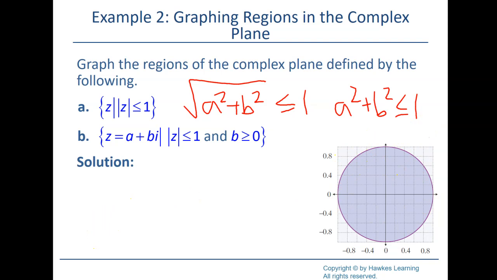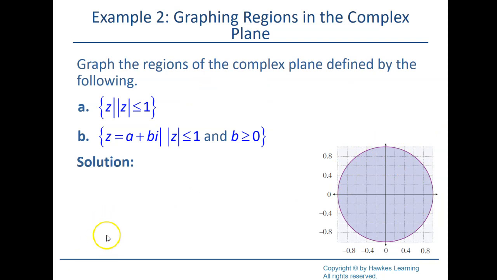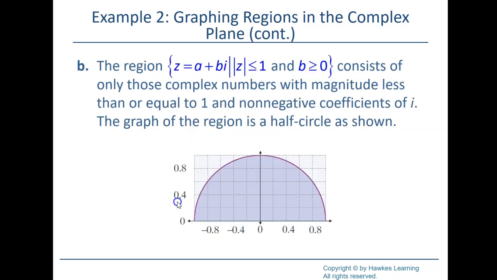Okay, so for part B, what's it asking me to do? It's asking me to do the things that only have the imaginary part greater than 0. So it'll be the top half of this circle. Alright, so it's the top half of that because we only want the things that have the imaginary, the complex part, to be positive.